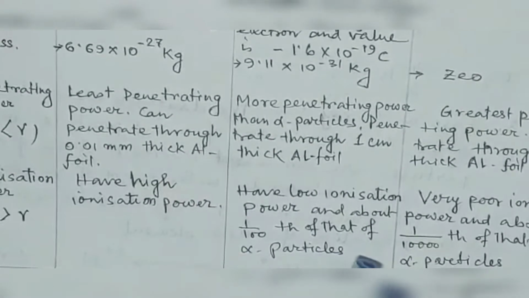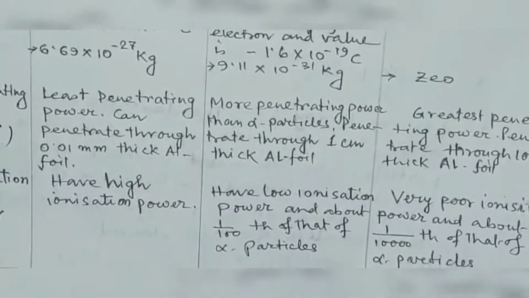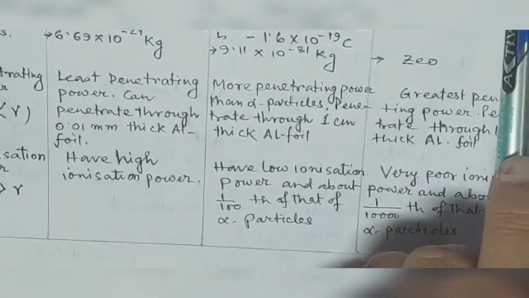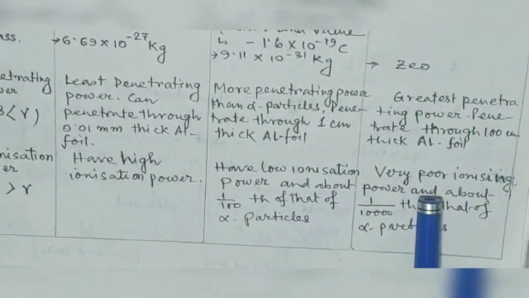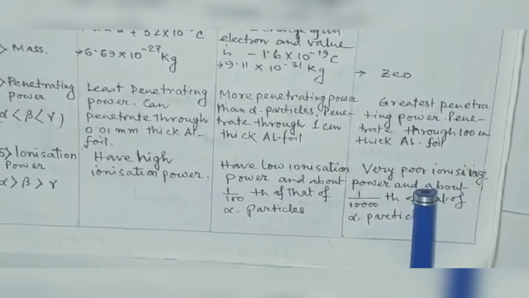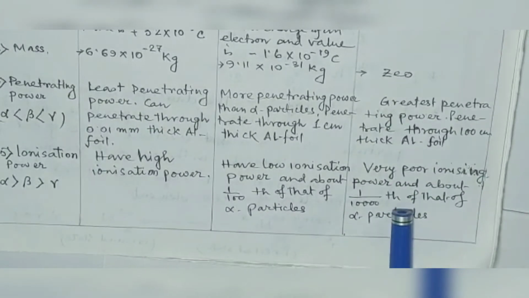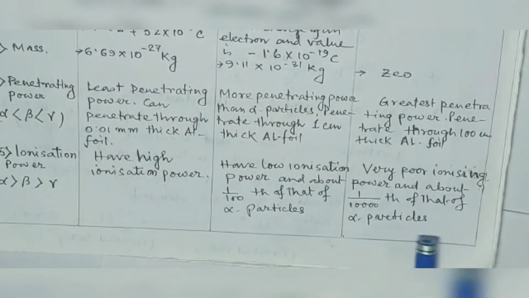Beta particles have low ionization power, about 1/100th of that of alpha particles. Gamma rays, because of their electromagnetic property, have very poor ionization power, about 1/10,000th of that of alpha particles.